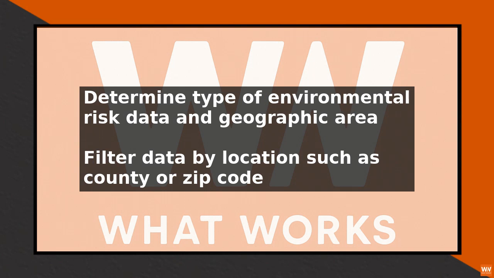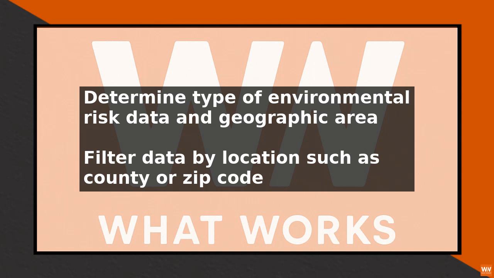The next step is to determine the type of environmental risk data you need in the geographic area you want to cover. ATTOM data provides data at the property level, so you can request data for a specific property or a group of properties. You can also filter the data by location, such as a county or zip code.